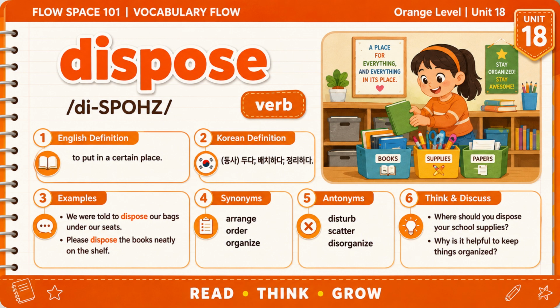Some synonyms are arrange, order, organize, and place. One antonym is disturb. Think about this. How do you dispose your school supplies neatly?